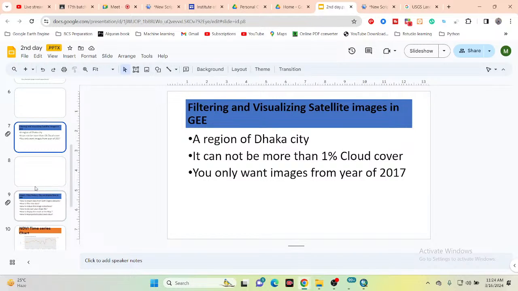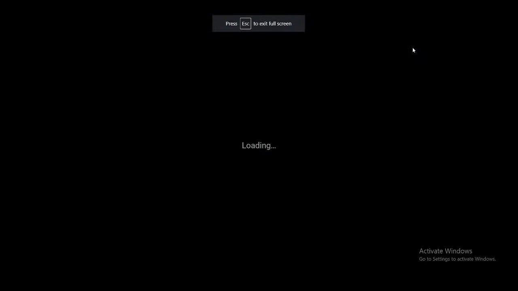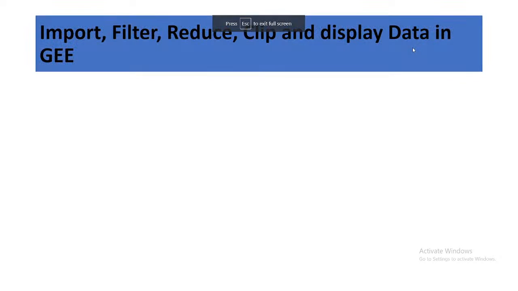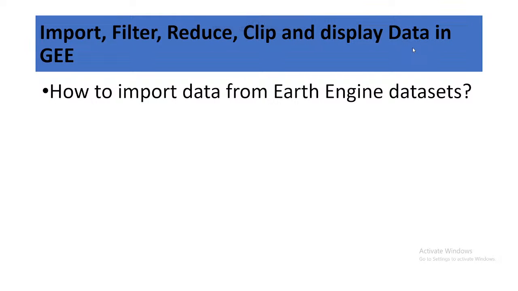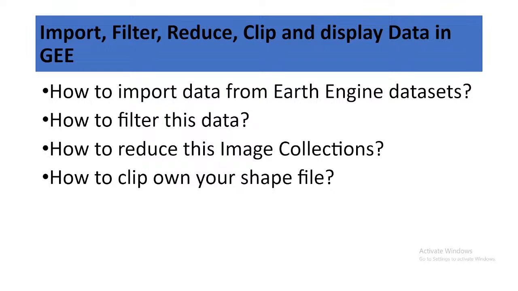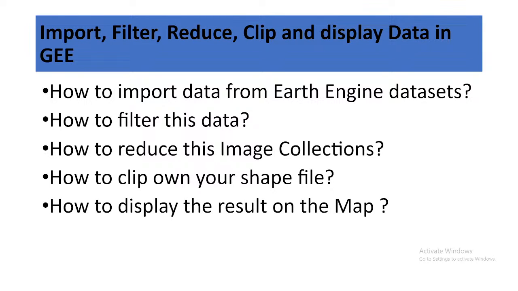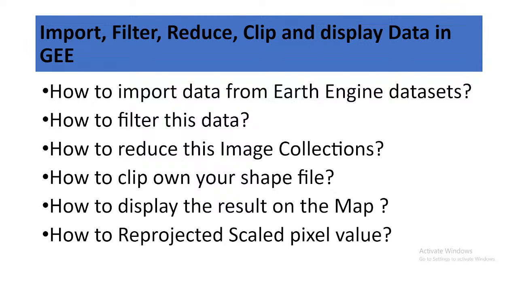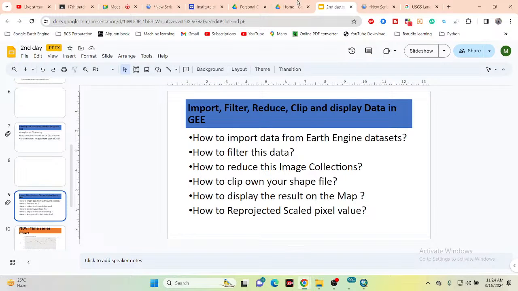So this time we talk about how we can easily import another data set, mainly MODIS. You can see how to import the data from the Earth Engine data set, how to filter this data, how to reduce this image collection, how to clip on your shapefile, and also how to display the result on the map, how to reproject it, and scale the pixel value. So let's discuss this part, and at the same time I will show you how you can easily export this satellite image and also other images.